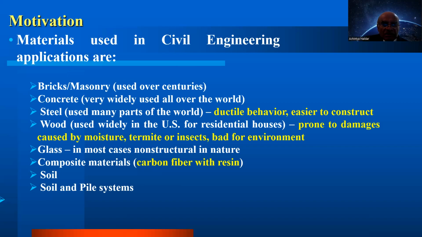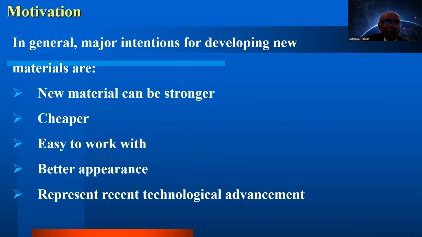We use glass for non-structural purposes in most cases. We started using composite material, carbon fiber with resin. I will talk very briefly about it, then soil and soil-pile system. Now, when we talk about new material, what are we looking for? New material can be stronger, cheaper, easy to work with, have better appearance, and present recent technological advancement.